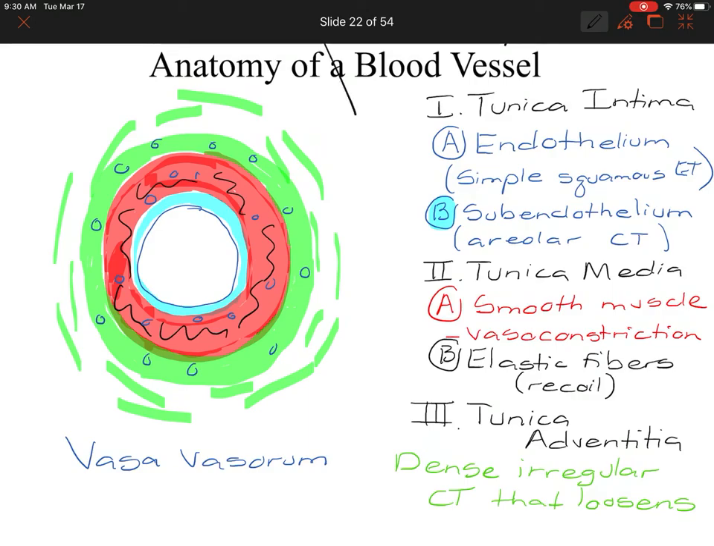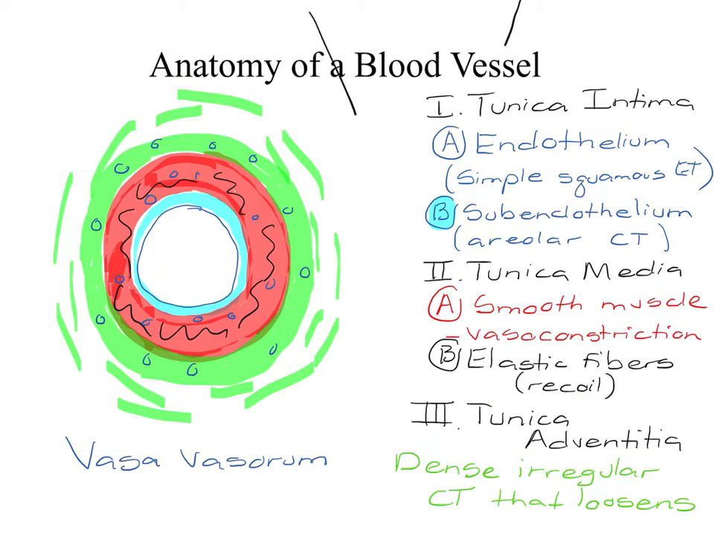Okay, so the tunica intima is made of the endothelium. The endothelium is a simple squamous epithelial tissue, so that's going to be right here. The simple squamous epithelial tissue is really important for creating a smooth surface for red blood cells. You want red blood cells to have a smooth surface so that they don't break, causing a blood clot, which is a big problem.